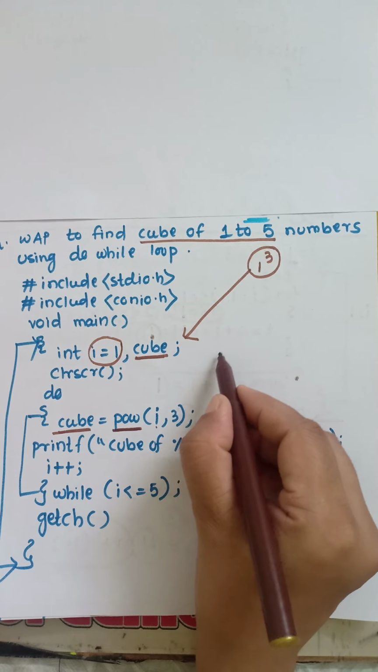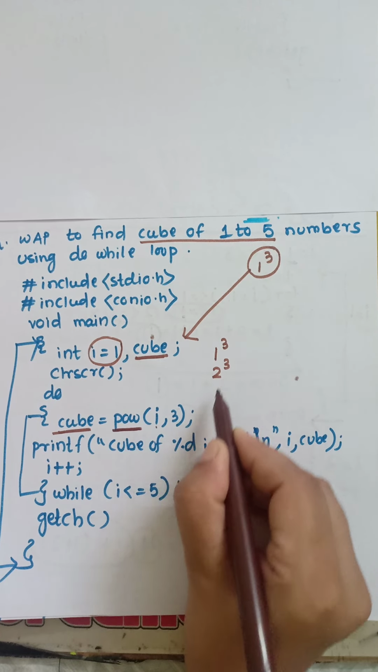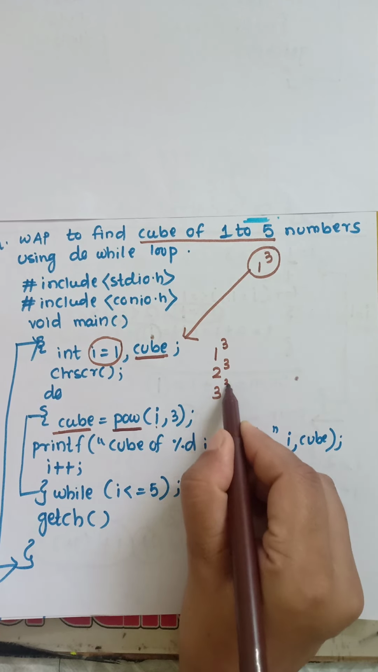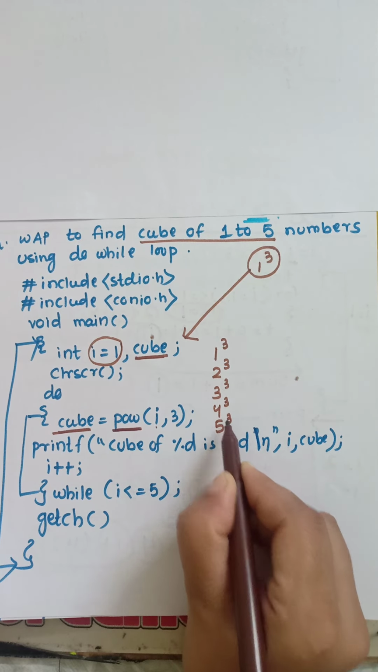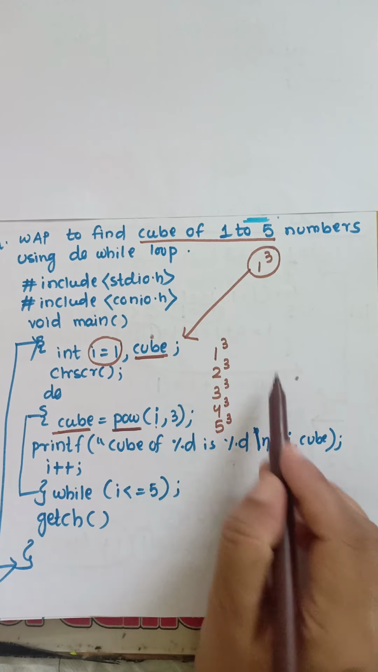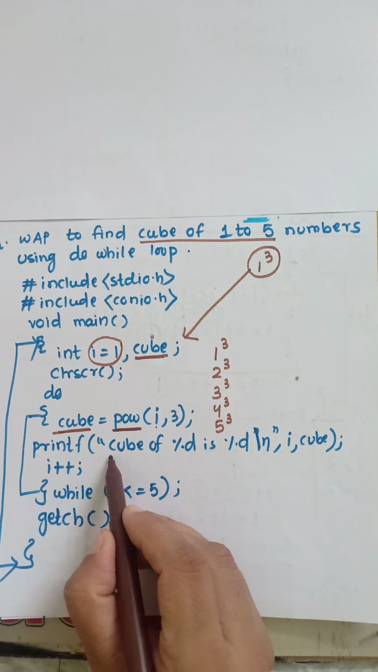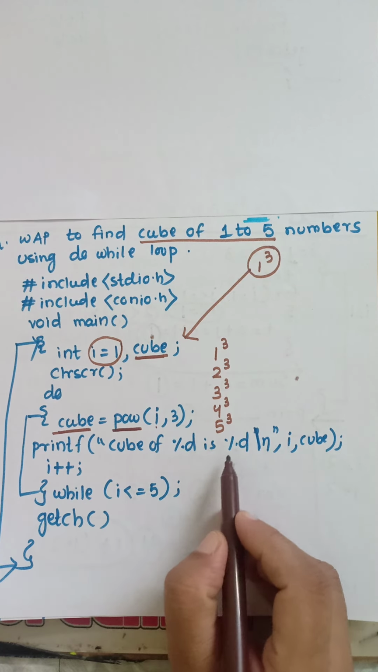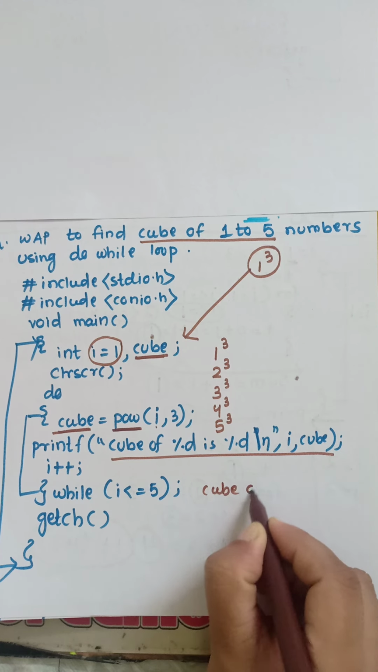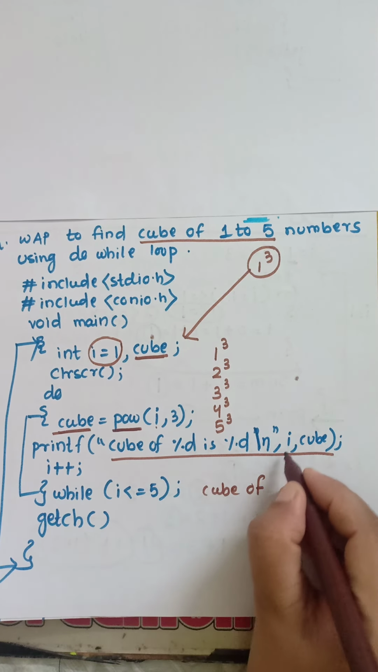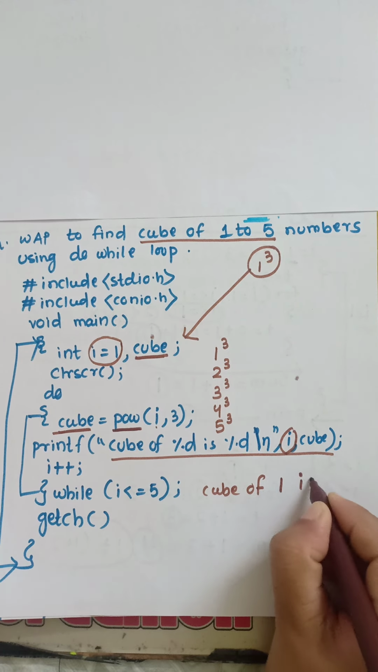So for 1 we are calculating 1 to the power 3. For 2 we are calculating 2 to the power 3. When i is 3, 3 to the power 3, then 4 cube, then 5 cube. So we have to calculate the values of all these numbers. Next, after calculating, we write printf cube of %d is. So what is the output of this one? Cube of %d. If the i value is 1, then cube of 1 is 1.